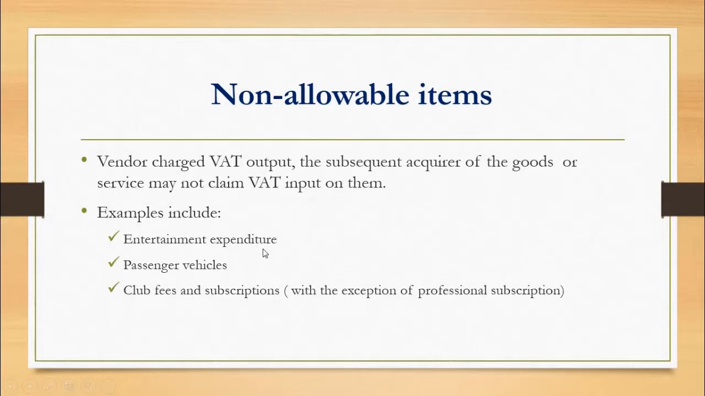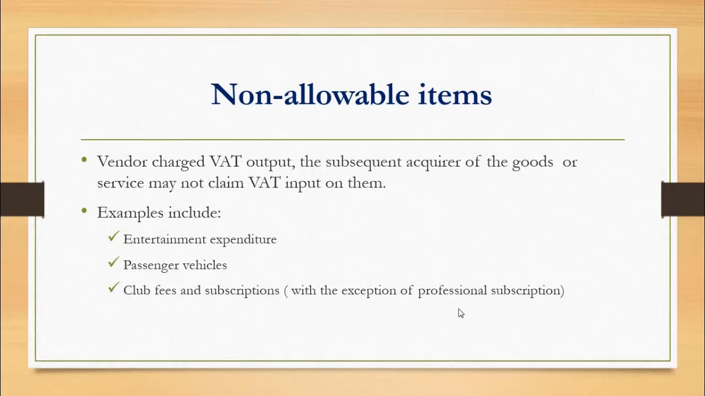Then we've also got another category of non-allowable items, right? So what are these non-allowable items? If the vendor charged VAT output, the subsequent acquirer of the goods or service may not claim VAT input on them. So guys, this is also simple and self-explanatory. Examples include your entertainment expenditure, your passenger vehicles, club fees and subscriptions, with the exception of professional subscriptions.